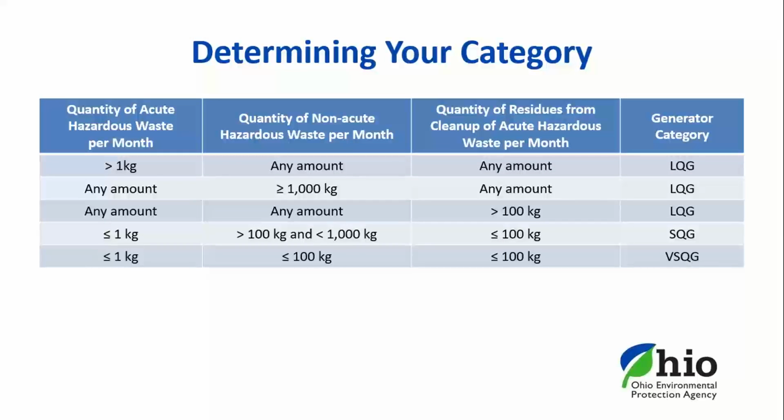When a generator is determining its generator category, it needs to consider 3 relevant types of hazardous waste: non-acute hazardous waste for purposes of this discussion, acute hazardous waste, and residues from cleanup or the spill of acute hazardous waste. In 3 of the 5 possible scenarios, the generator will be an LQG, in 1 scenario an SQG, and in 1 scenario a VSQG. Please note, when you're calculating your generator category, the quantities of acute hazardous waste and non-acute hazardous waste need to be considered separately.